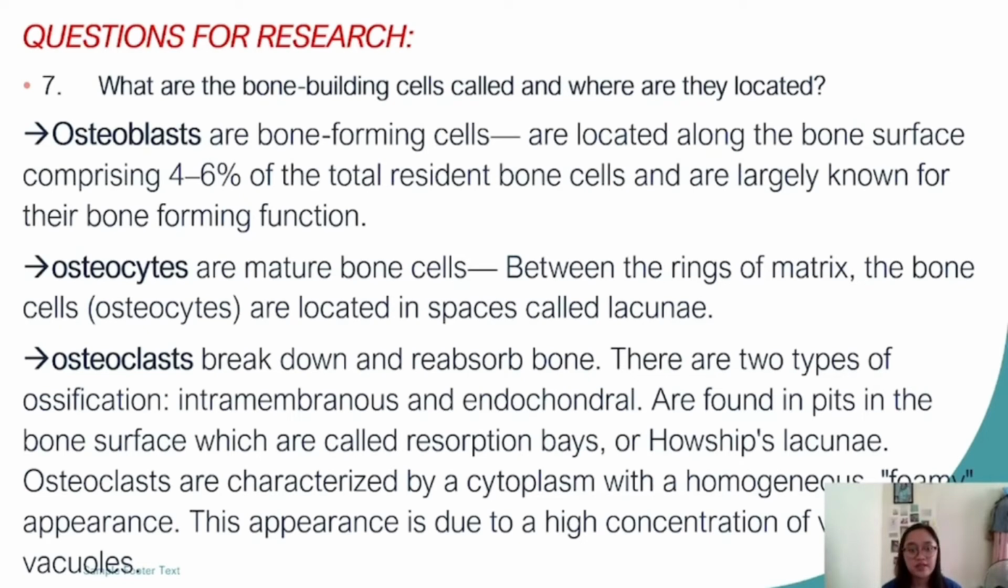And the other bone building cells that break down and reabsorb bone is what we call the osteoclasts. There are two types of ossification, and it is the intramembranous and endochondral, and that can be found in pits in the bone surface, which are called resorption bays or Howship's lacunae. Osteoclasts are characterized by a cytoplasm with a homogeneous, foamy appearance. This appearance is due to a high concentration of vesicles and vacuoles.